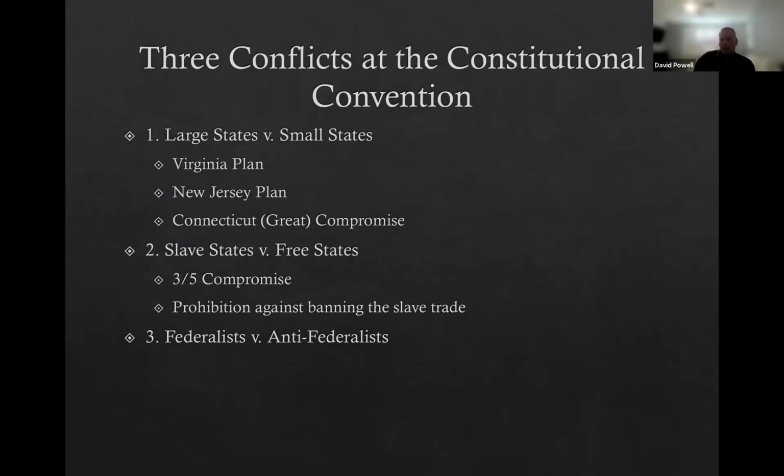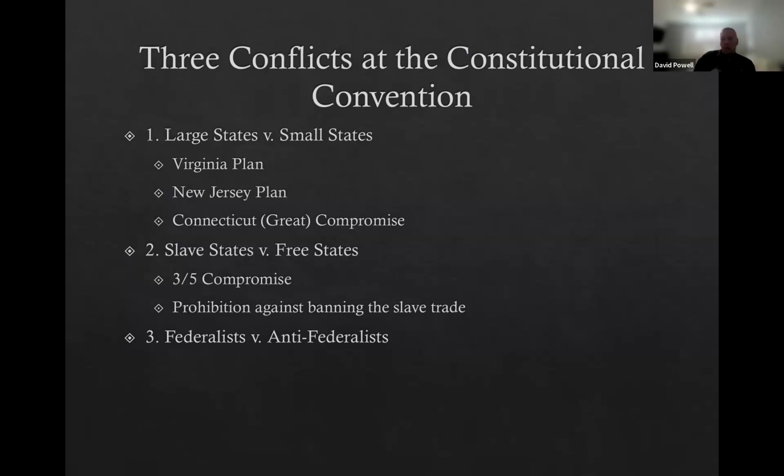Well, a microcosm of these conflicts you see in a democracy really occurred at the Constitutional Convention, in that you had three primary conflicts that were going on at the convention. The first conflict that you had at the convention was the conflict between large states and small states. So you had large states like New York and Virginia and Pennsylvania. They had the larger populations, and at least New York and Pennsylvania were much more commercially based. And so they had a lot more people and a lot more wealth.